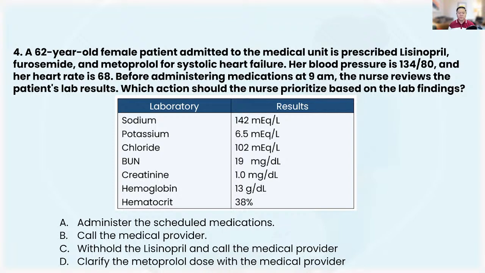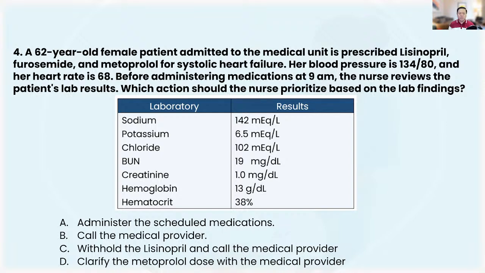All right, let me reread the question. A 62-year-old female patient admitted to the medical unit is prescribed lisinopril, furosemide, and metoprolol for systolic heart failure. Her blood pressure is 134/80 and her heart rate is 68. Before administering medications at 9 a.m., the nurse reviews the patient's lab results. Which action should the nurse prioritize based on the laboratory findings?